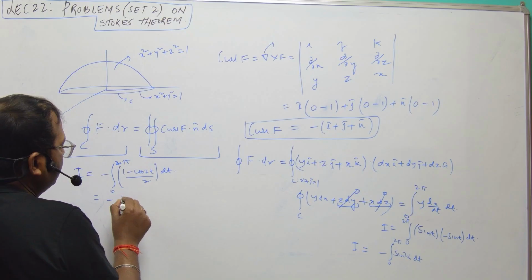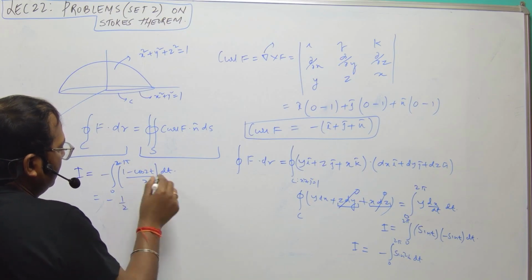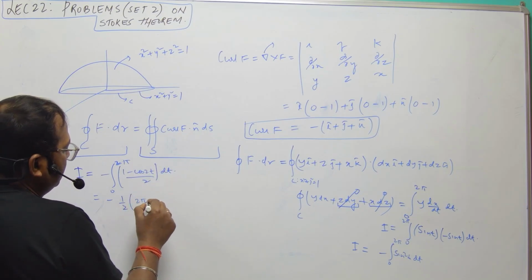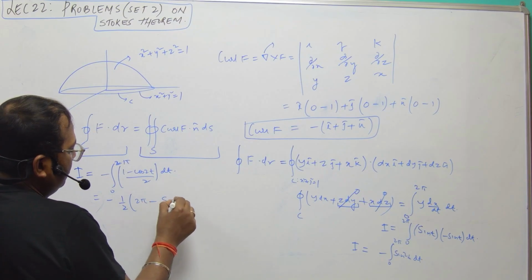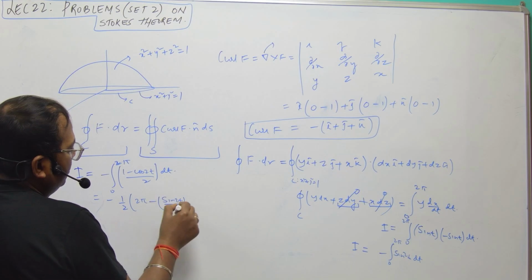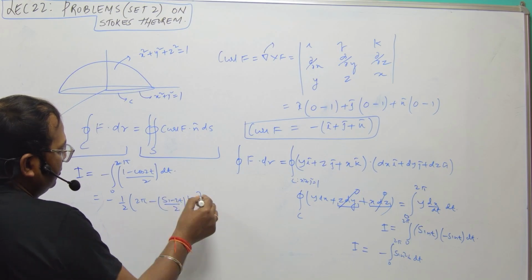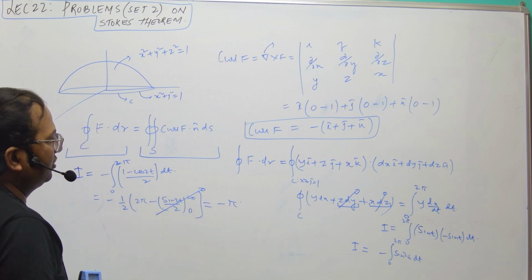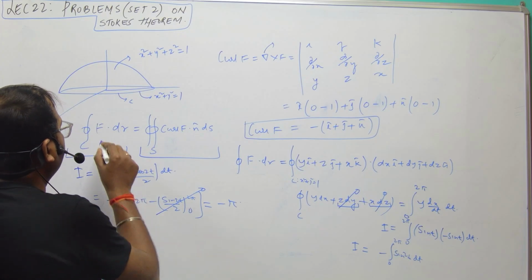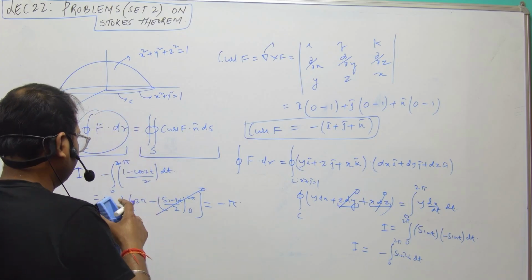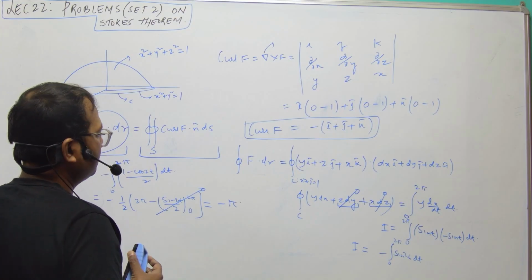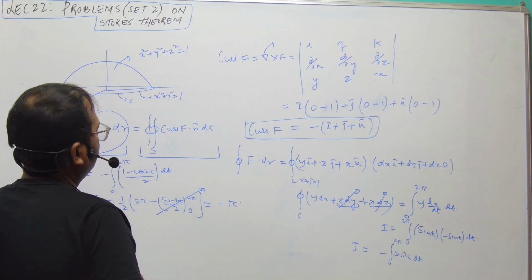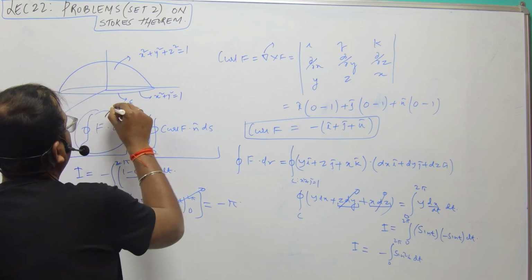This is equal to minus 1 by 2 times, the integral of dt giving 2 pi, and minus of sin 2t upon 2 from 2 pi to 0. Okay, so this gets cancelled. So this is equal to minus pi. The value of f dot dr is minus pi.